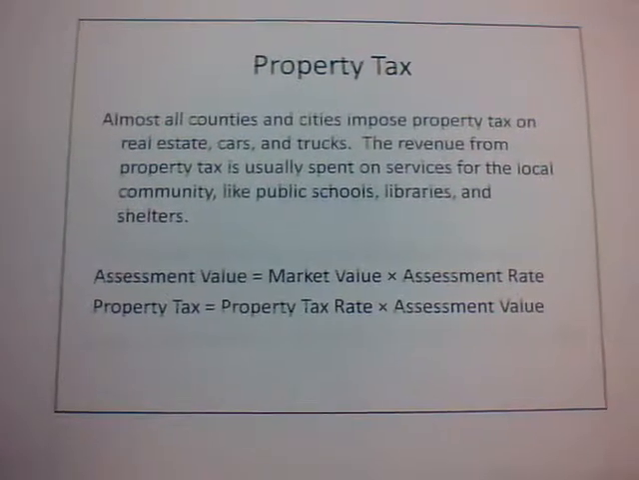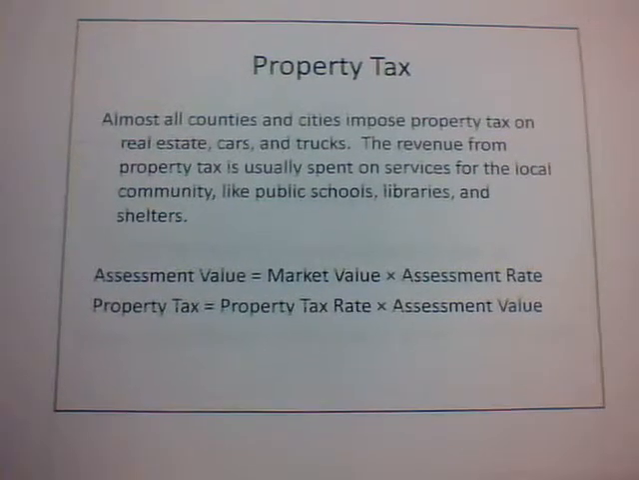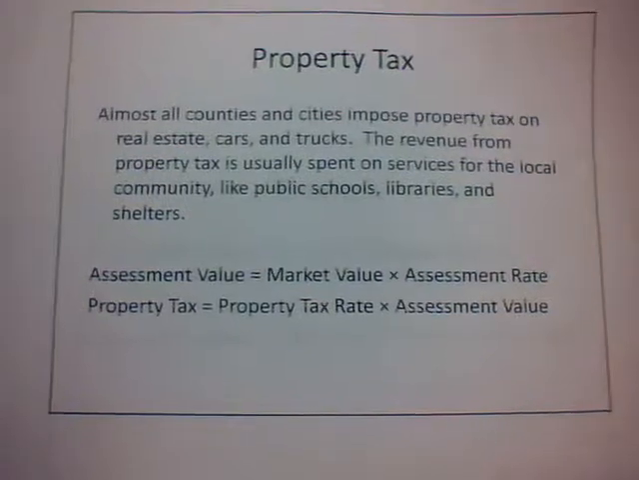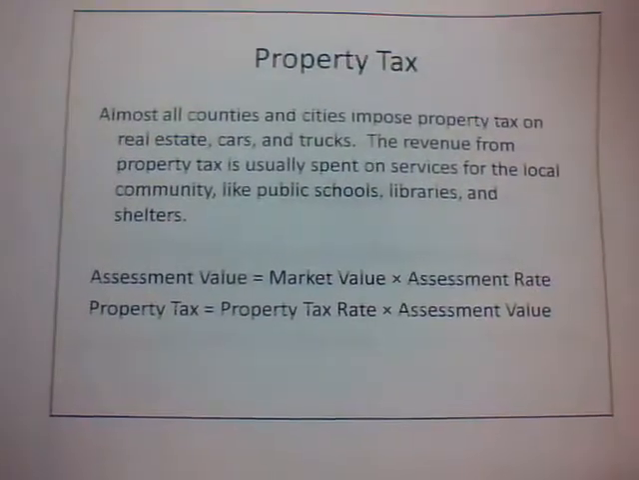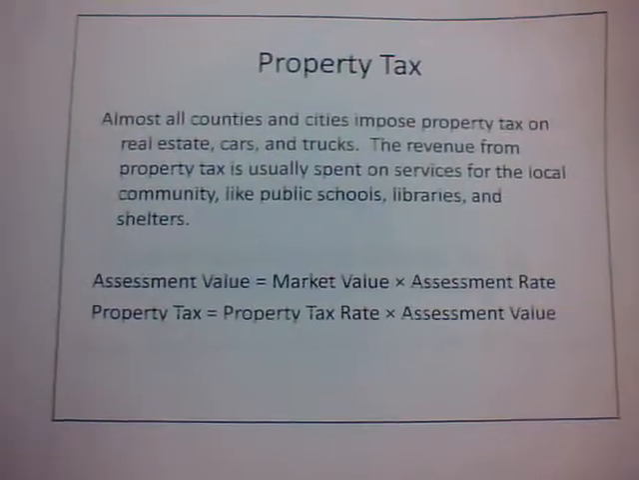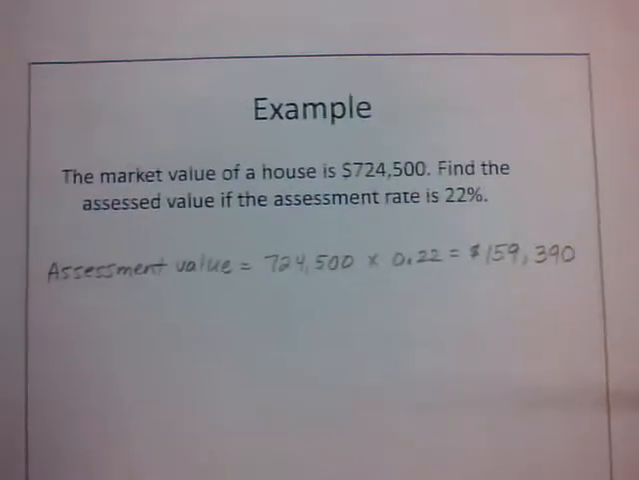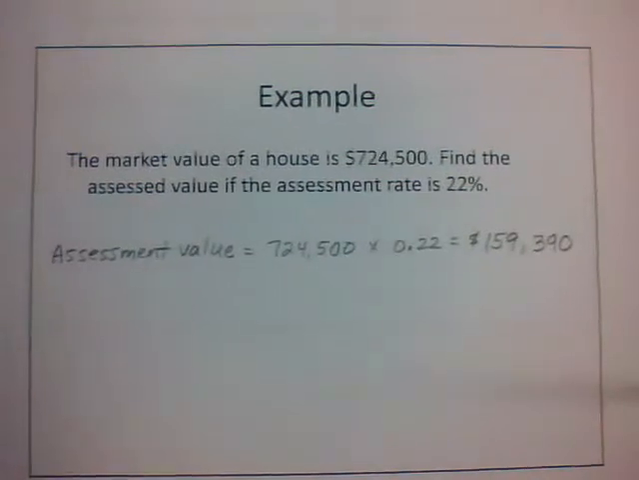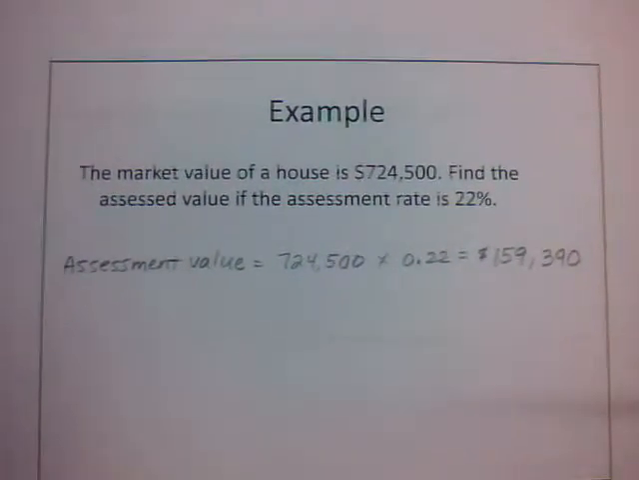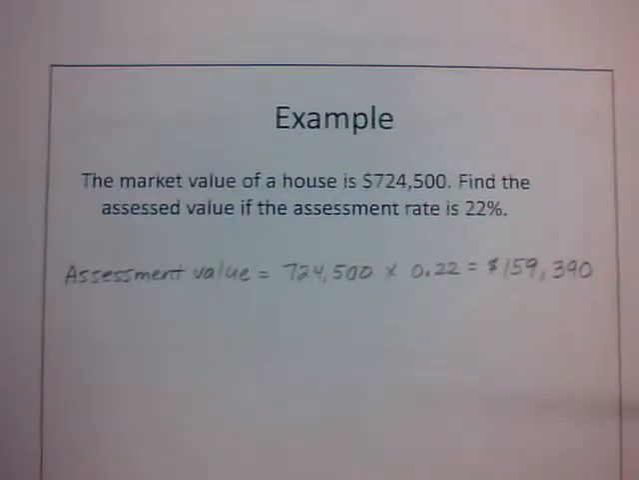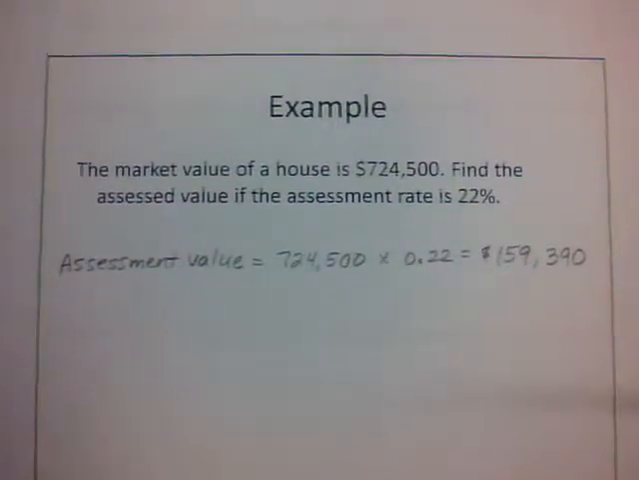Once we find out what that assessment value is, we'll multiply it by the property tax rate to obtain the property tax. All right, let's look at an example that deals with property tax. Here's one example. The market value of a house is $724,500. Find the assessed value if the assessment rate is 22%.